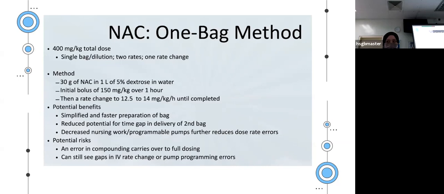The potential benefit is that it's simpler because you use just one bag, and it reduces the time gap between the delivery of the second bag in the 2-bag and 3-bag method. It also decreases nursing work, and if there are programmable pumps, you can set the pump to change the rate automatically. However, the potential risk is that there's still a risk of dosing error if you wrongly calculate the dose from the very beginning, so it will compound into the second rate. And sometimes you can still see gaps in the IV rate change, or errors in the pump programming.